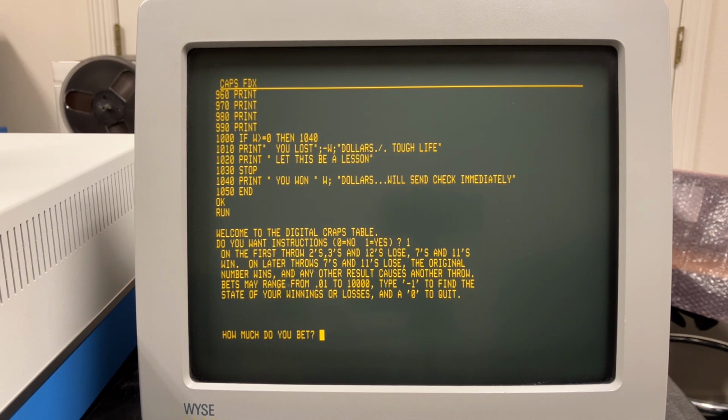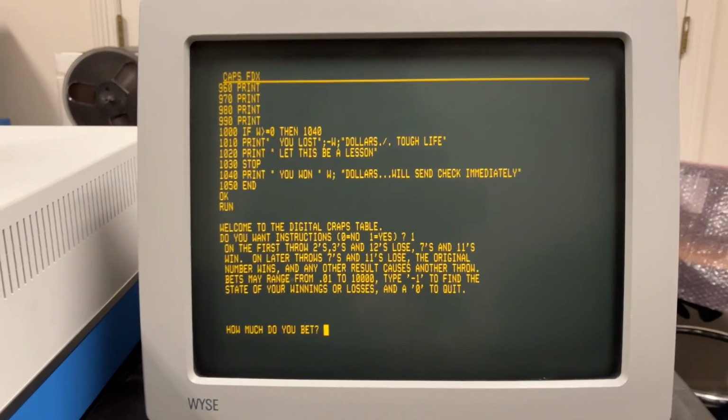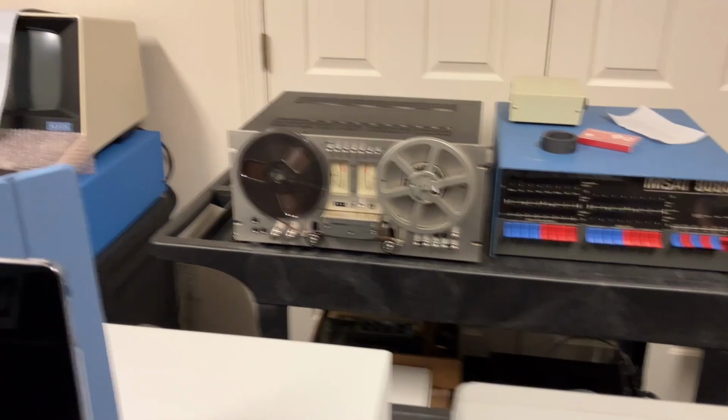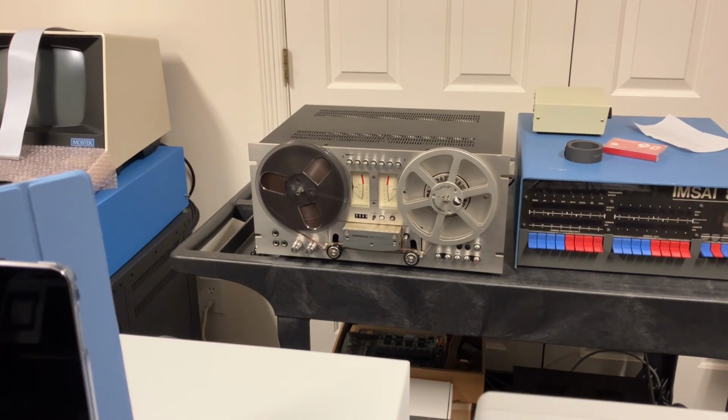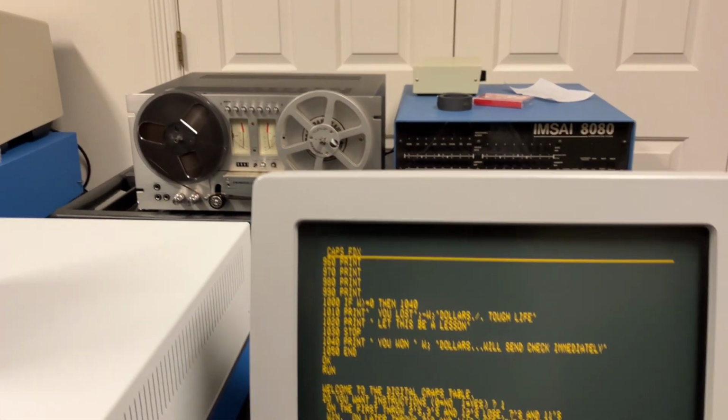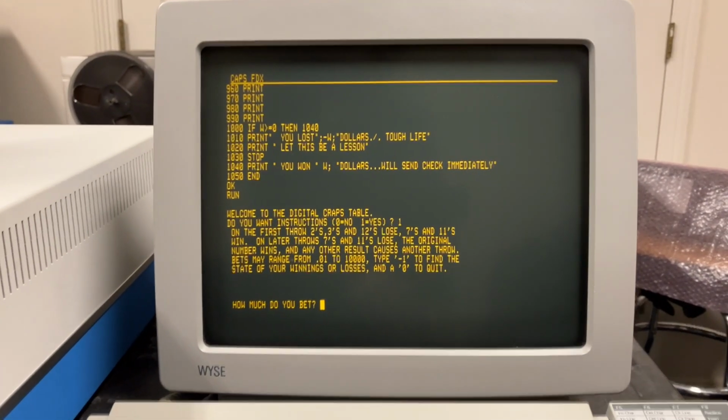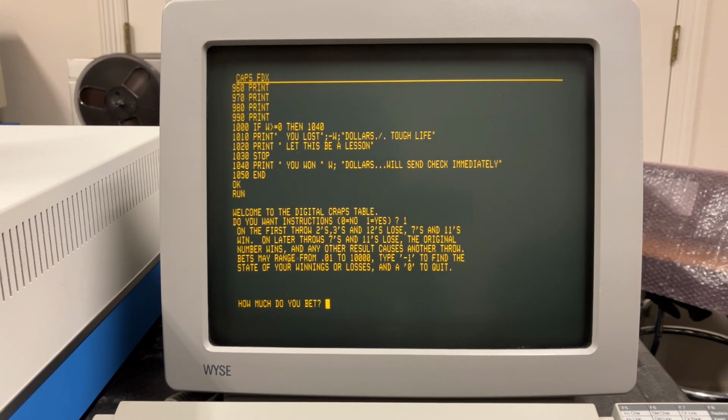I may turn around and try it on a higher fidelity tape deck at some point, like that reel-to-reel back there. I'd need to make an interface to get the right volume levels out of that back to the cassette interface board, but it might be fun to see how fast I can get it to work with something that's higher fidelity like that reel-to-reel deck.